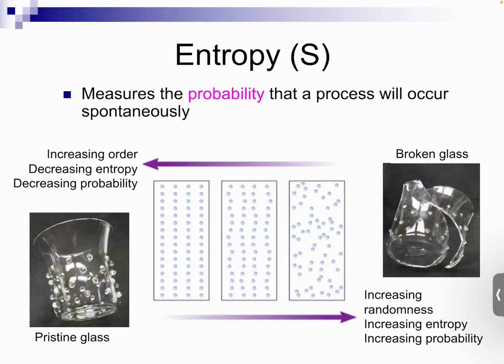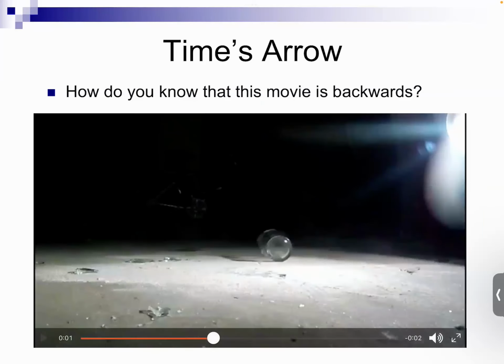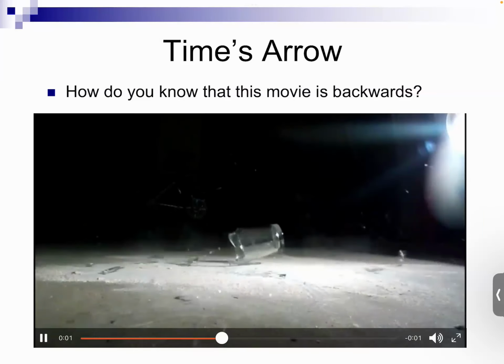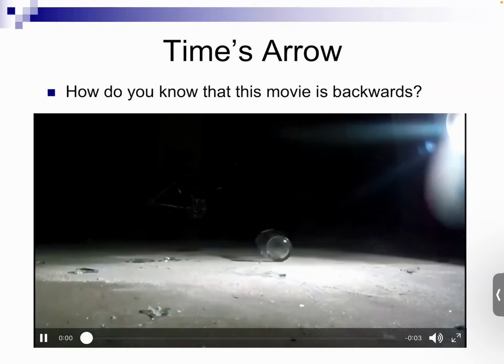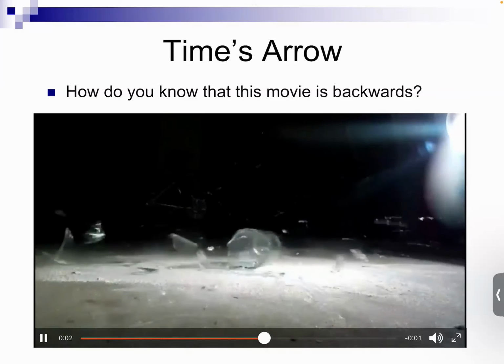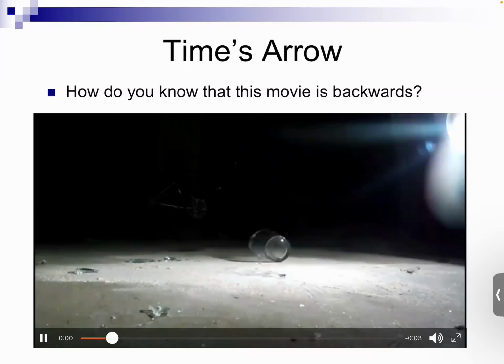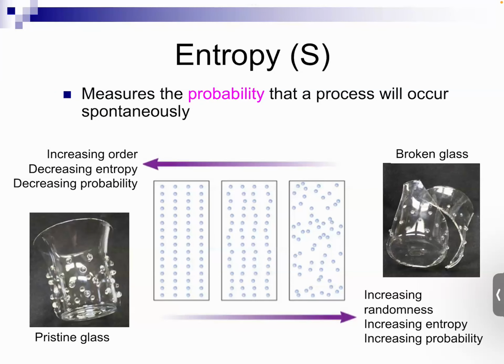Because we know, to see what happens here, it's the broken glass being assembled into a pristine glass, right? That's what's happening in this movie clip. But we know that it's highly unlikely for a broken glass to spontaneously repair itself into a pristine glass, right? The broken glass is, of course, the disorderly system, and the pristine glass is the orderly system.